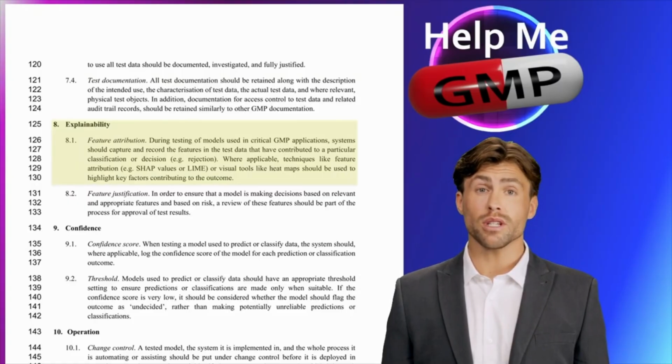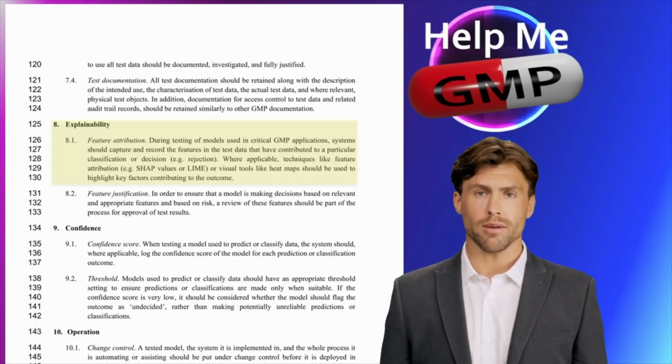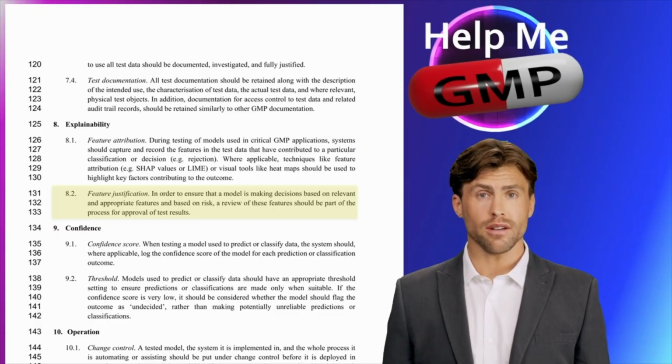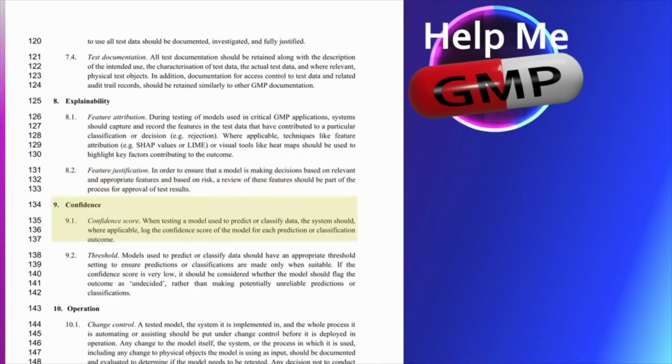During testing of models used in critical GMP applications, systems should capture and record the features in the test data that have contributed to a particular classification or decision. Where applicable, techniques like feature attribution or visual tools like heat maps should be used to highlight key factors contributing to the outcome. Feature justification. In order to ensure that a model is making decisions based on relevant and appropriate features and based on risk, a review of these features should be part of the process for approval of test results.